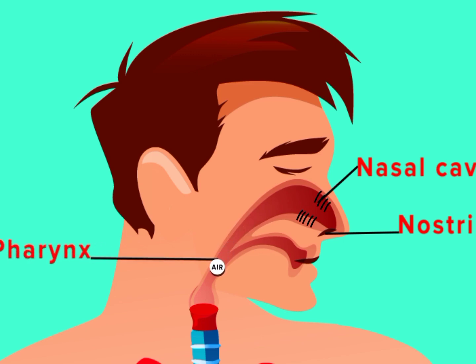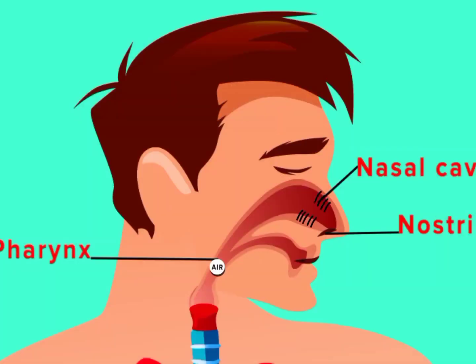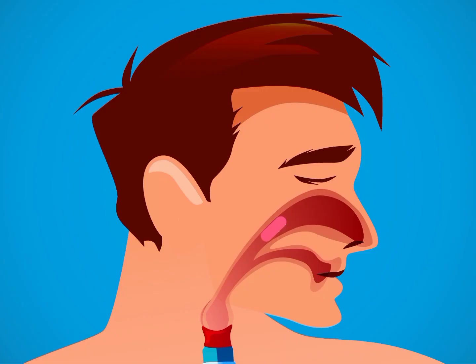Now, the nasal cavity opens into a much wider cavity called the pharynx. It is a common passage for air and food. It is easily visible when you open your mouth wide. Yes, it's the region behind the tongue.